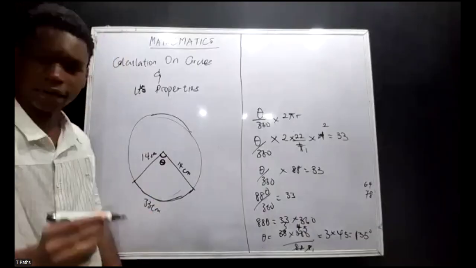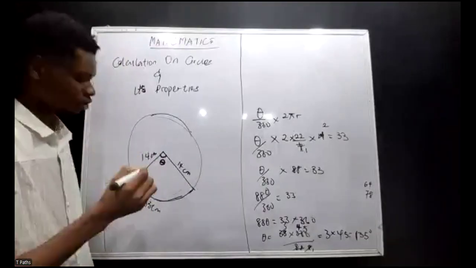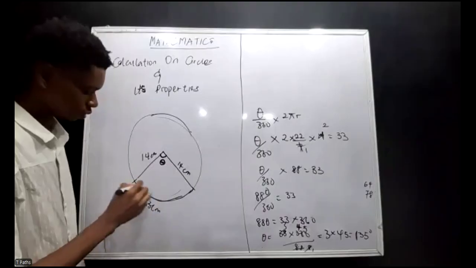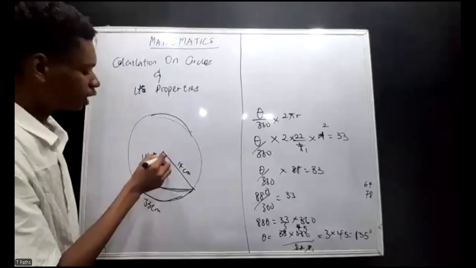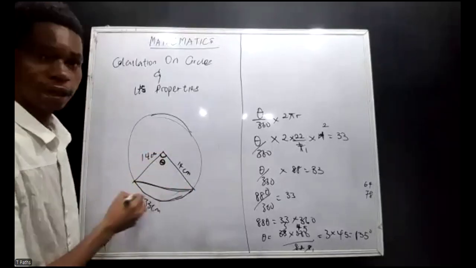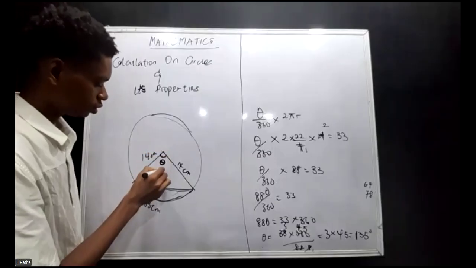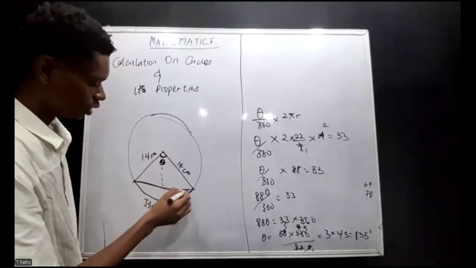So we can continue and find, let's say the question asks us to find the length of the chord of that sector. How are we going to go about it? So firstly, if we want to find the length of the chord, this is from here to here.